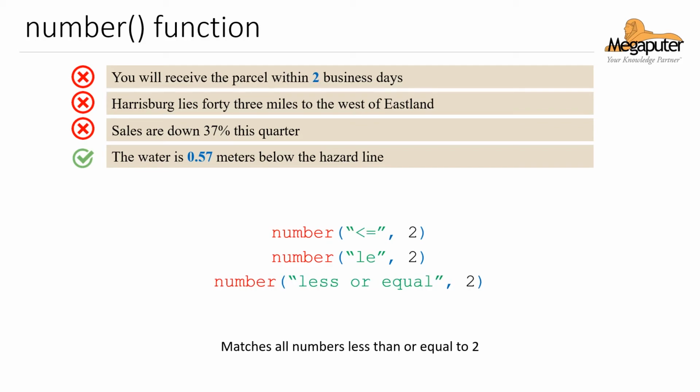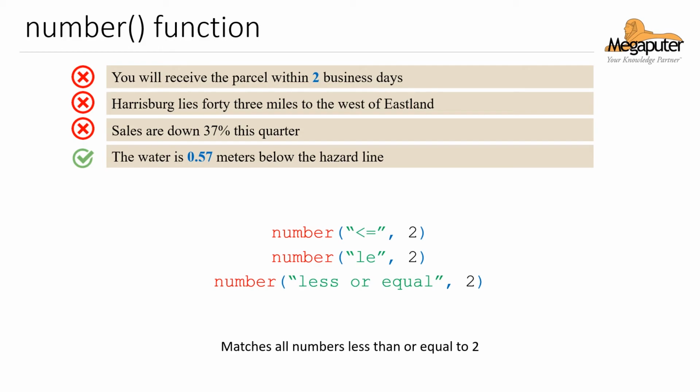Finally, for matching numbers less than or equal to 2, we have to change the first parameter to the less than or equal to sign, or LE, or less or equal. When we do that, we find that only the fourth record in our corpus of records will match.